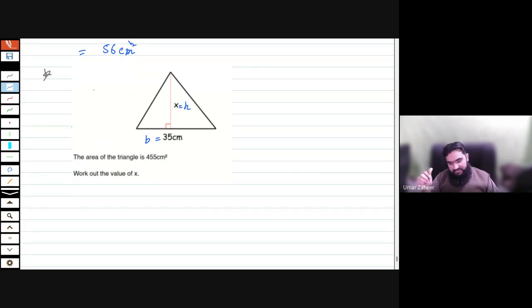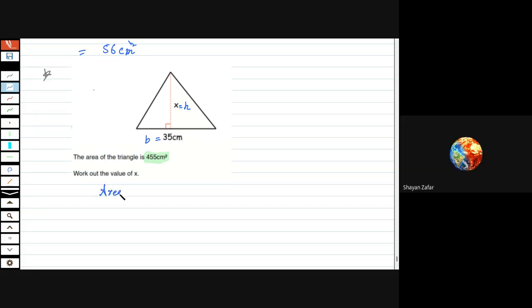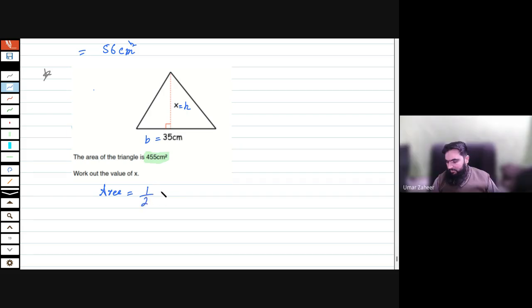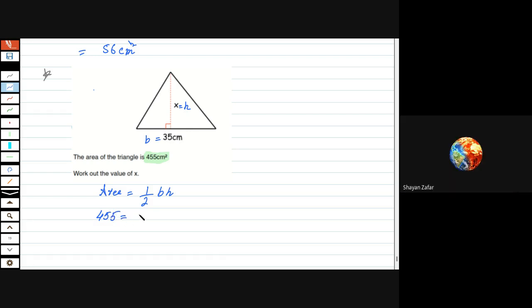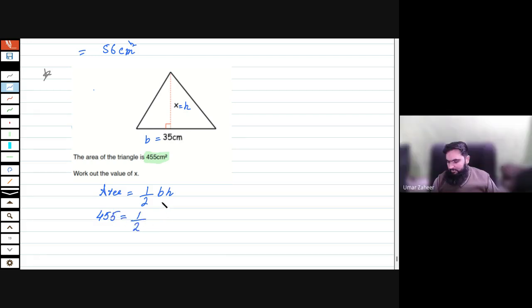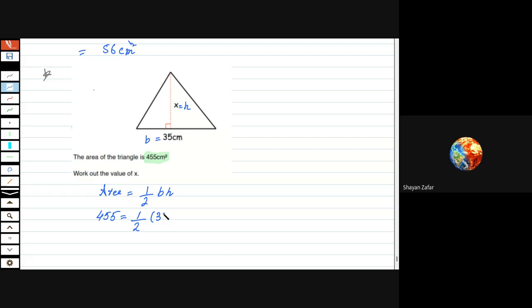All right. So in this one, it is a different question in which area is given, and you have to find the height. Shayan Zafar, what is the formula? It's half base times height. Area is equal to half of base into height. Area is given, that is 455. 455 is equal to 1 by 2 into base, 35, and height.